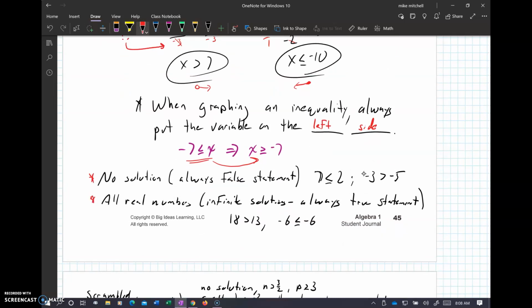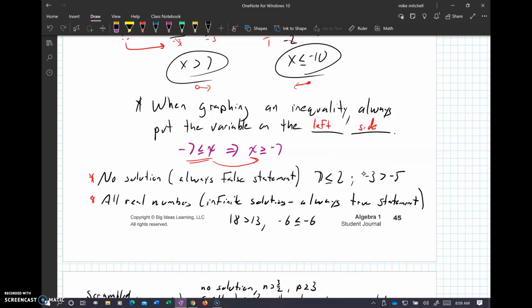A couple of things to add here. No solution. I guess we do have a new note. Always a false statement. Same thing we had before. Is 7 less than 2? No, that's false. That's going to mean no solution. Is negative 3 greater than 5? No, that's false. That means no solution.